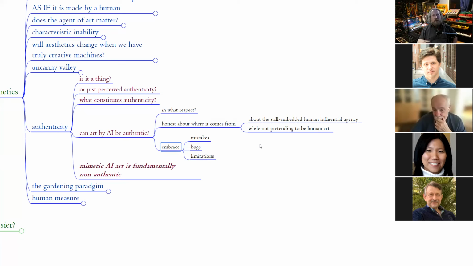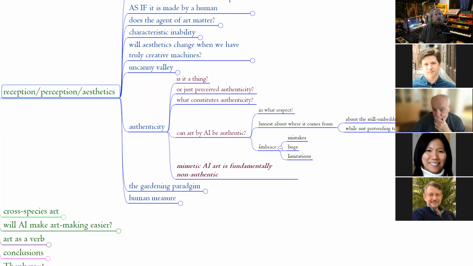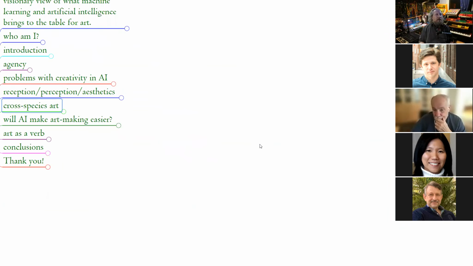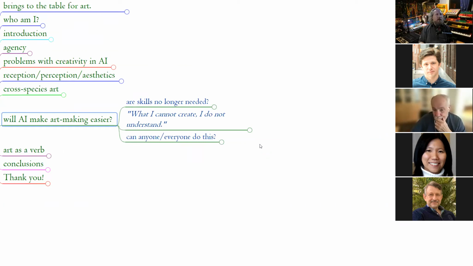And also AI art should in some interesting, meaningful way embrace mistakes and bugs and limitations. But we are so far from these concepts. So this kind of mimetic AI art is fundamentally non-authentic from my point of view. And I will skip the cross-species art, when we have general AIs that create art for themselves, etc. I will not go there.